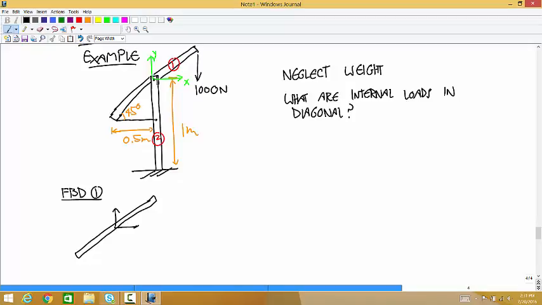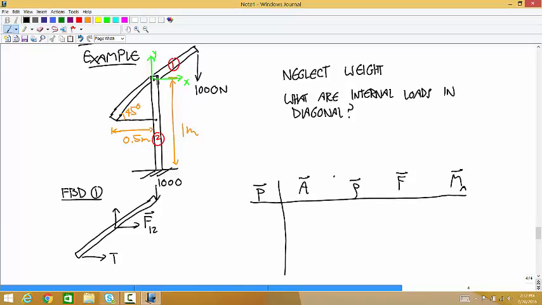At the midpoint, we have a force vector on 1 by 2. At the top, we have a downward force of 1,000. And at the left end, we have a horizontal force, T. So I'm going to write out the table. Where this tension force is applied, what are the coordinates?